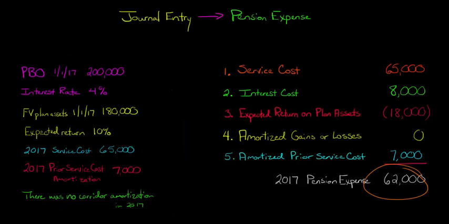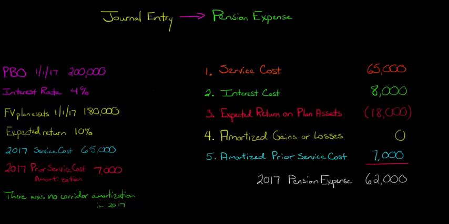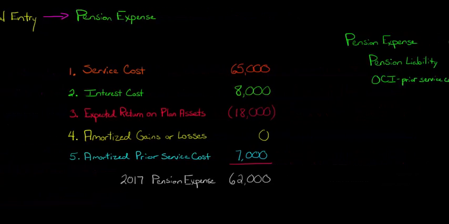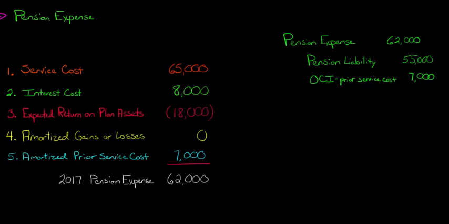So first of all, we're going to have a debit, right? Because pension expense is an expense like any other. So we're going to have a debit to pension expense. Then the question is how much? Well, we already calculated that in the last video, so I'm not going to go into it too much. But $62,000 is going to be our amount, right? So we've got a debit for $62,000.